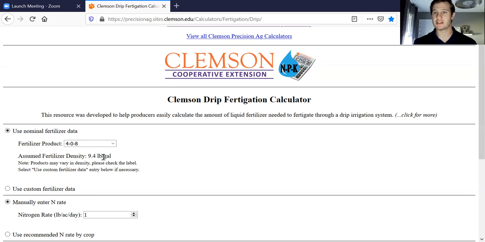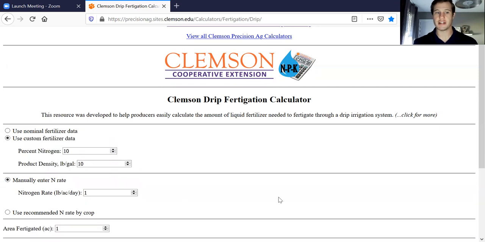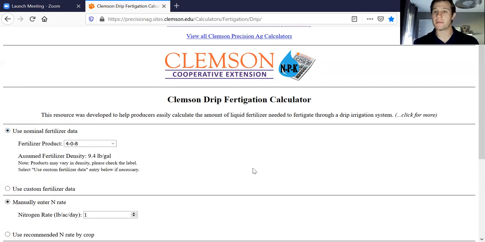To get more specific, to get more precise, you'll want to go to use custom fertilizer data. And so you would manually enter your nitrogen percentage, whatever that may be. So we could move it down to 6. And then the product density, or pounds per gallon, it'll tell you that on the label of the actual fertilizer, how much it weighs. So you can really dial it in if your product isn't on there, or you're using a different formulation of a 4-0-8 or a 7-0-7, for example. So I'm going to come back and just select the use nominal fertilizer data.